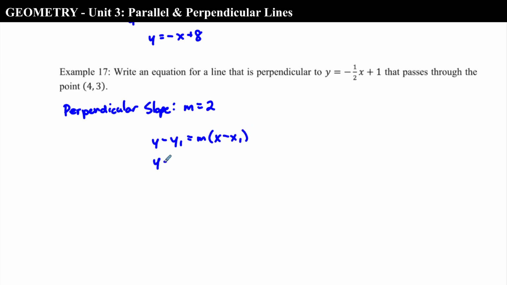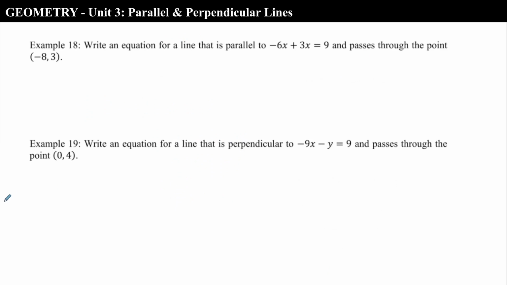So y1 is 3, slope is 2, and x1 is 4. So now we just distribute. So we get 2x minus 8, and then we add 3 to each side, and we get 2x minus 5. And that's our slope for the line that's perpendicular to the one that they give us.